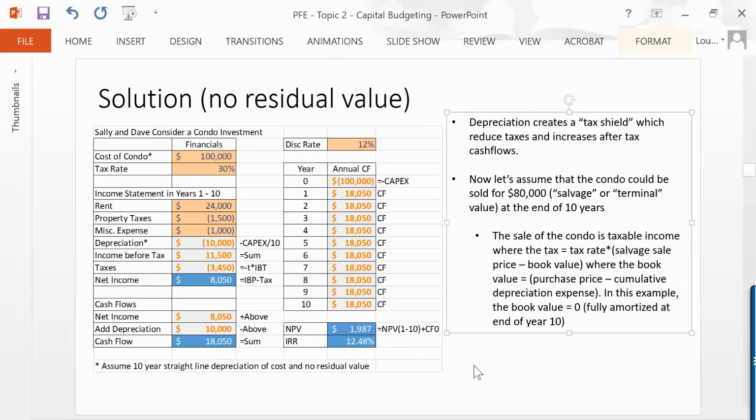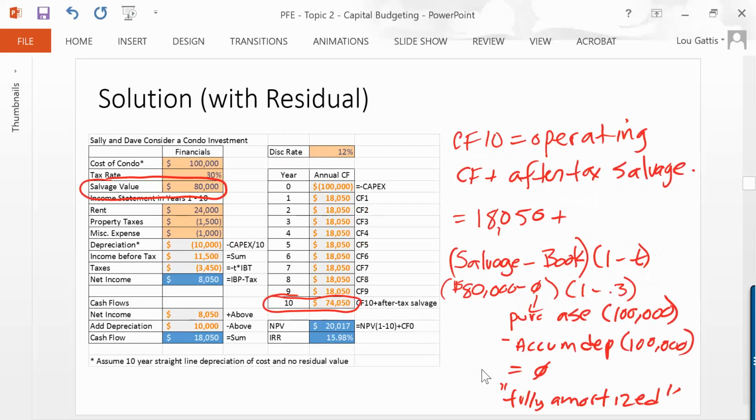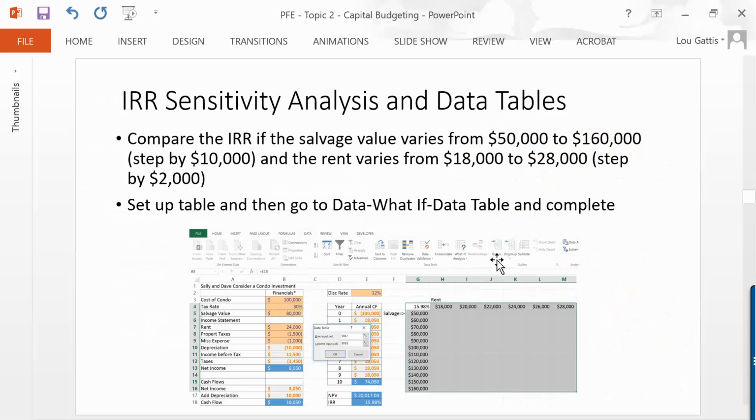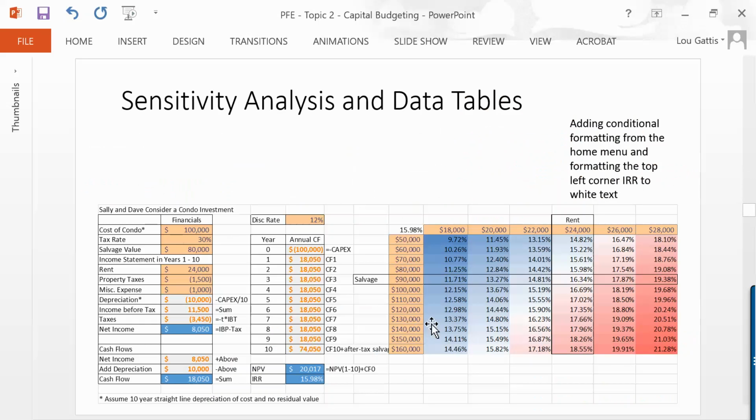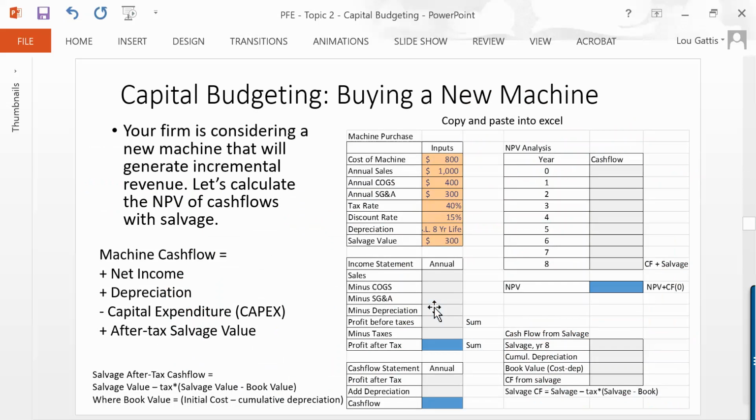All right, so now we've done some two-factor sensitivities using a data table. Added some colors. Let's do another example. Suppose we're going to buy a new machine. That new machine is going to generate some revenues and costs. So let's calculate the NPV of this project.